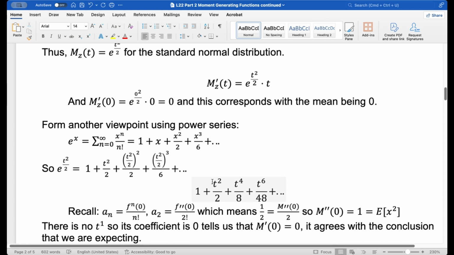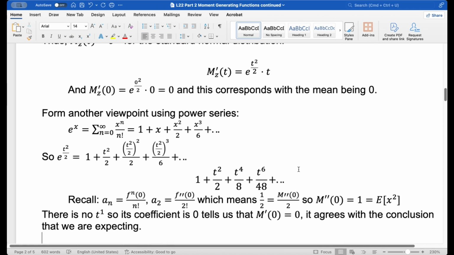So because we're missing the t to the first term, that's going to be telling us that the first derivative at 0 is equal to 0, which is matching what we got from before. And then if we want to look at the second derivative, we know that a sub 2 is the second derivative at 0 over 2 factorial, which is 2. And that coefficient is 1/2. So cross multiplying there, we get that m double prime of 0 is 1, which is the expected value of x squared.